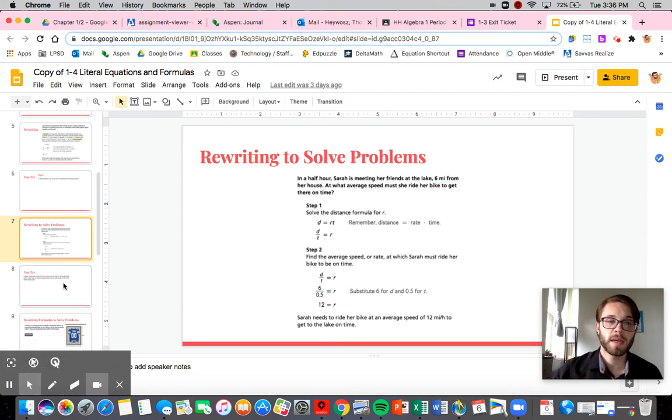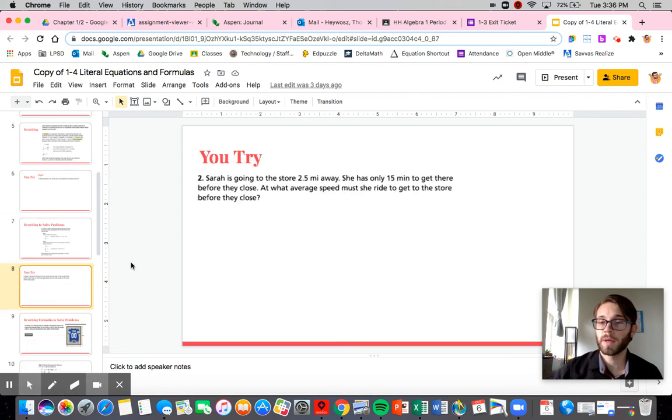All right. So finally, you are going to try this one. Sarah is going to the store 2.5 miles away. She only has 15 minutes to get there before they close. At what average speed must she ride to get to the store before they close? So you should try this one now.